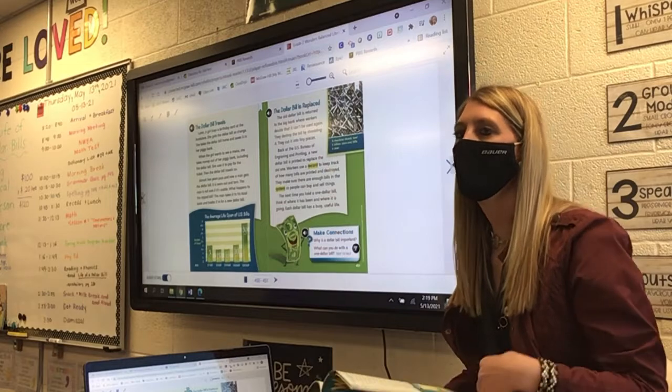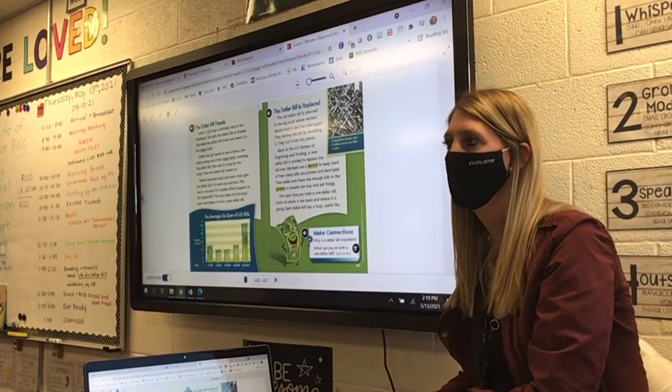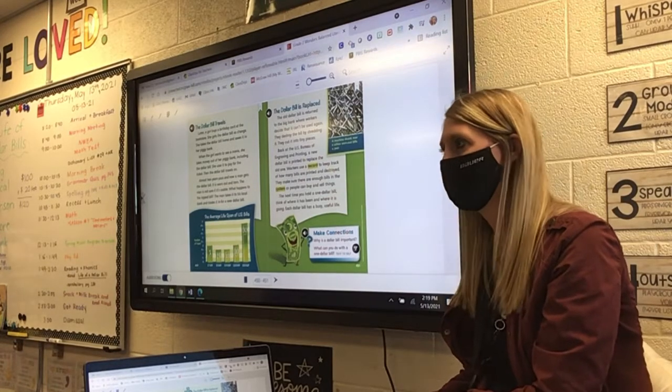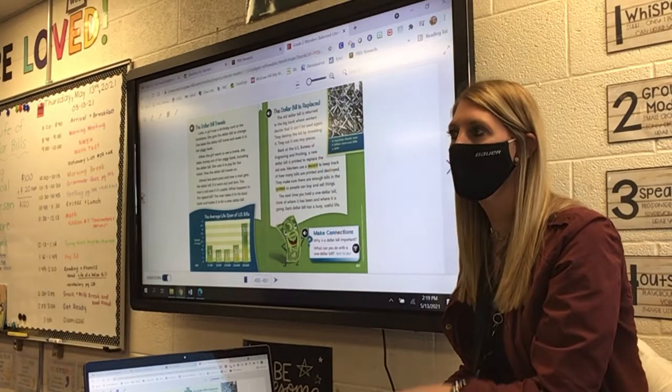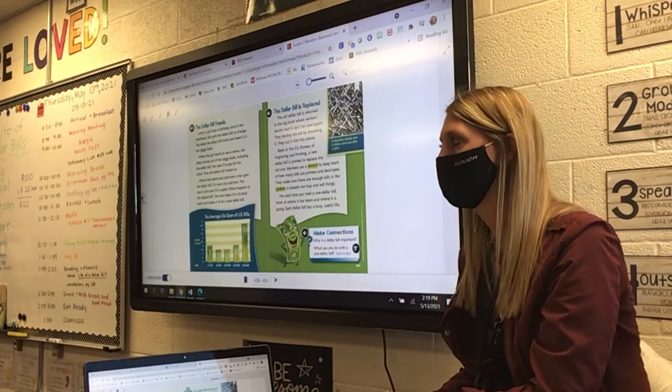Okay, awesome. Now, if a dollar bill gets old and ripped, what should you do with it? You should not rip it more. That's actually against the law to rip it more. It's called defacing it. You're changing the face, or what the dollar bill looks like. What should you do, Kinsley?